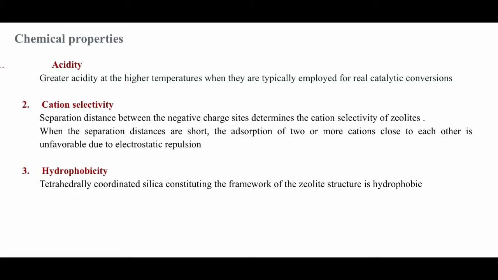Separation distance between the negative charge sites determines the cation selectivity of zeolites. When the separation distance is short, the absorption of two or more cations close to each other is unfavorable due to electrostatic repulsions. For example, zeolites with high silicon to aluminum ratios, such as mordenite, usually have low negative charge density, and this implies that their negative charge sites are far from each other, while in zeolites with low silicon to aluminum ratios, such as zeolite type A, their negative charge sites are close to each other.